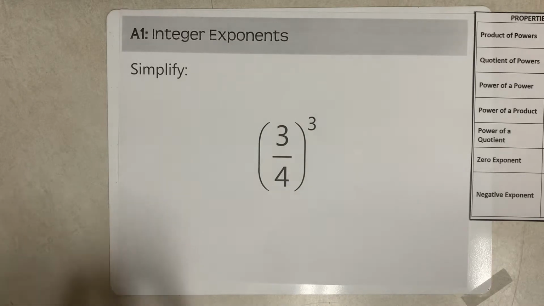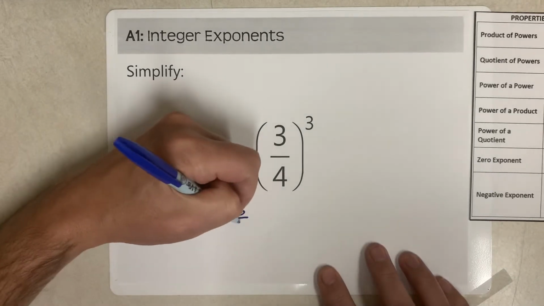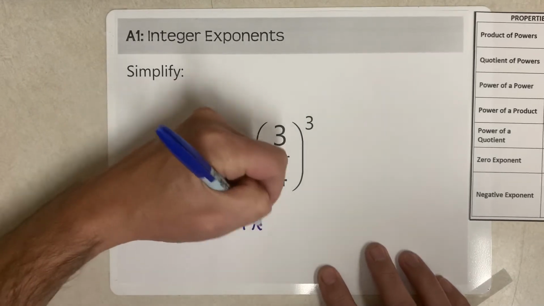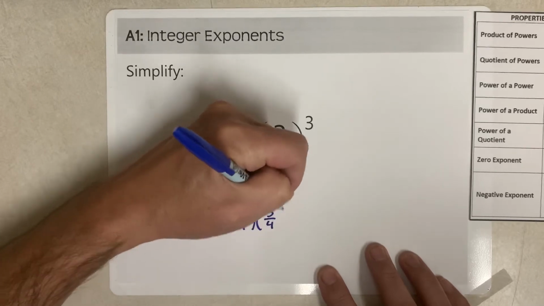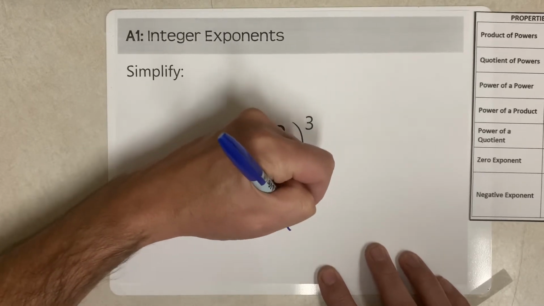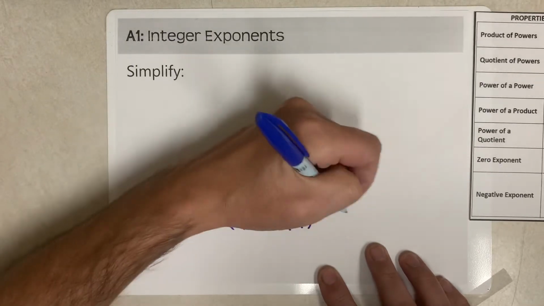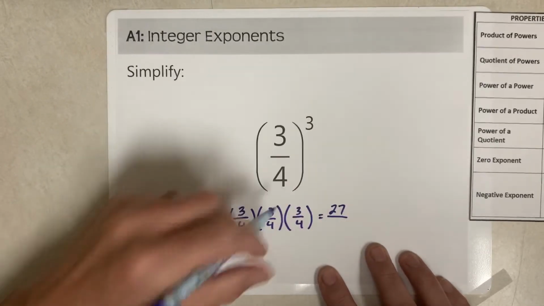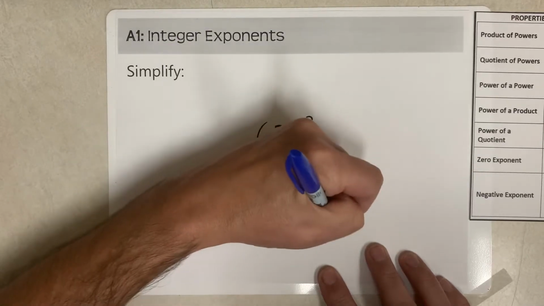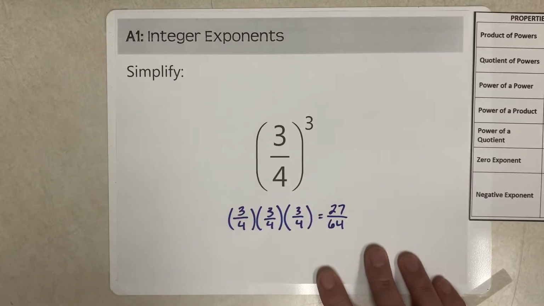3/4 cubed is really just 3/4 times 3/4 times 3/4. And so if we multiply 3/4 times itself 3 times, we get 3 times 3 times 3, which is 27. 4 times 4 times 4 is 64. And so 27 over 64 would be our final answer for that one.